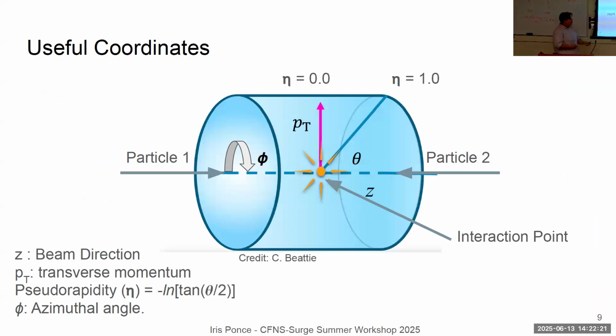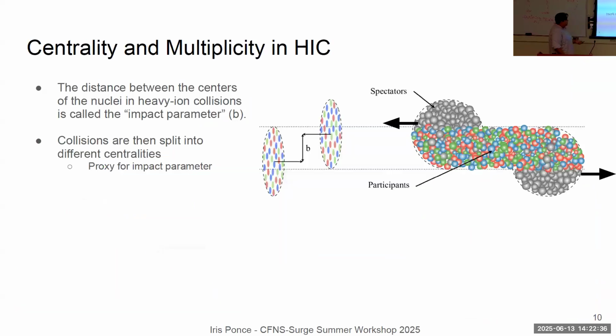Okay, so for useful coordinates, you might already know this. We measure pT. This is the beam coming in. We measure pT in this plane, the transverse momentum. You get this angle that we can talk about with pseudorapidity. And then the last thing for my topic to make sense is talking about centrality and multiplicity.